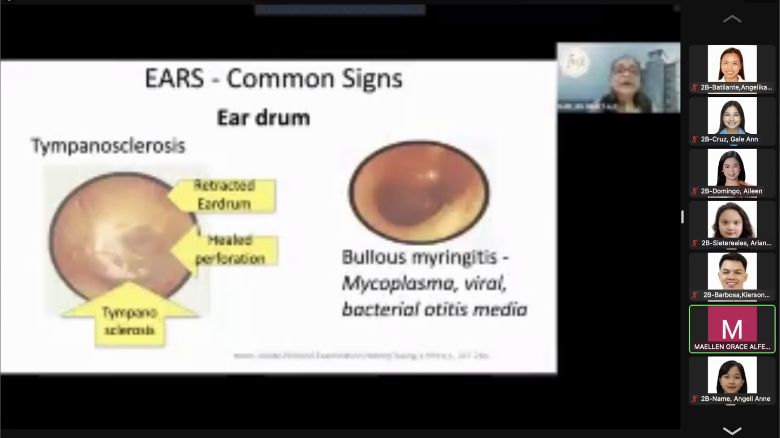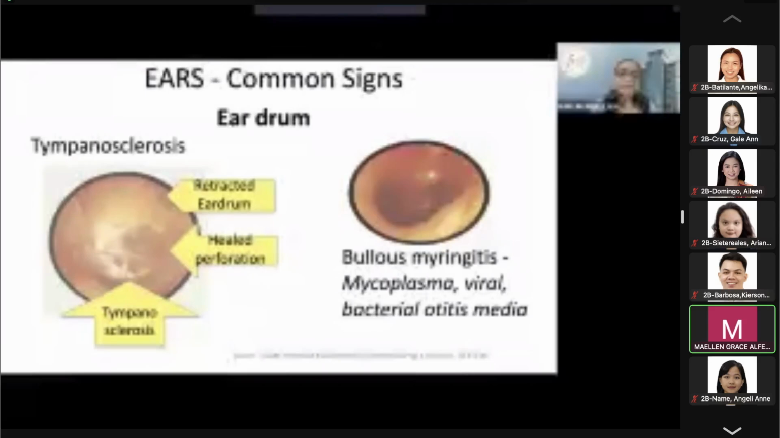Now, bullous myringitis shows a very red tympanic membrane, and you can see a blister-like formation in the tympanic membrane. This usually occurs in Mycoplasma infection, viral, and some bacterial otitis media. Okay.